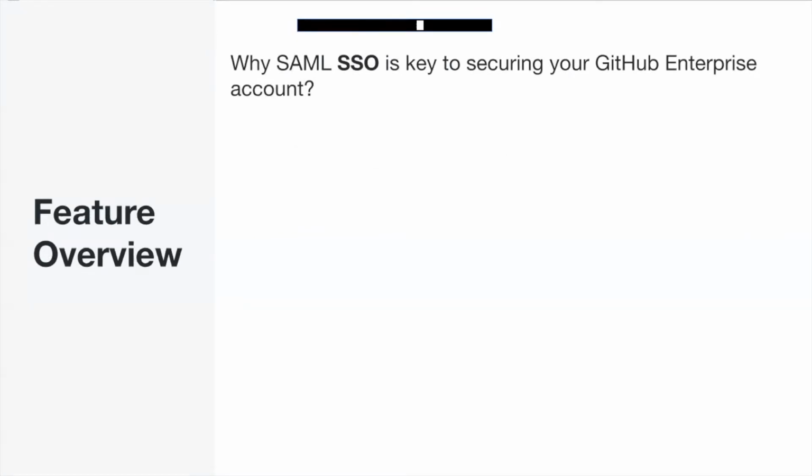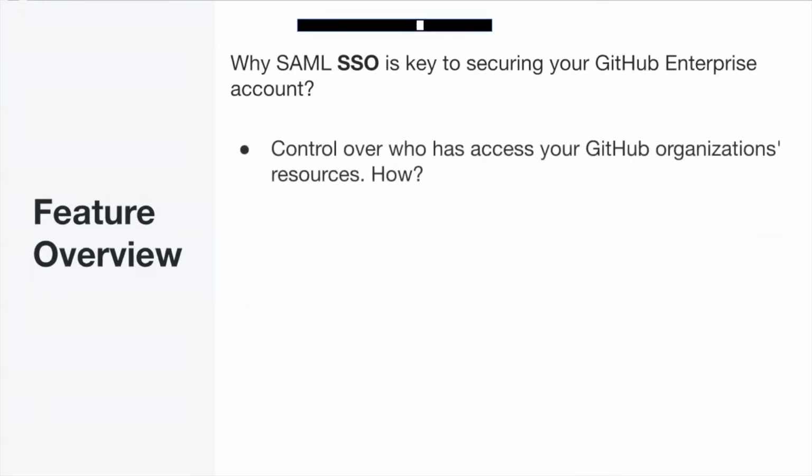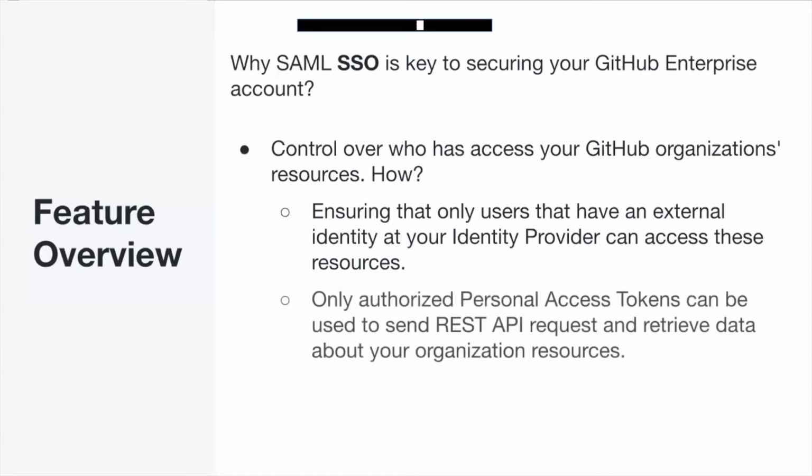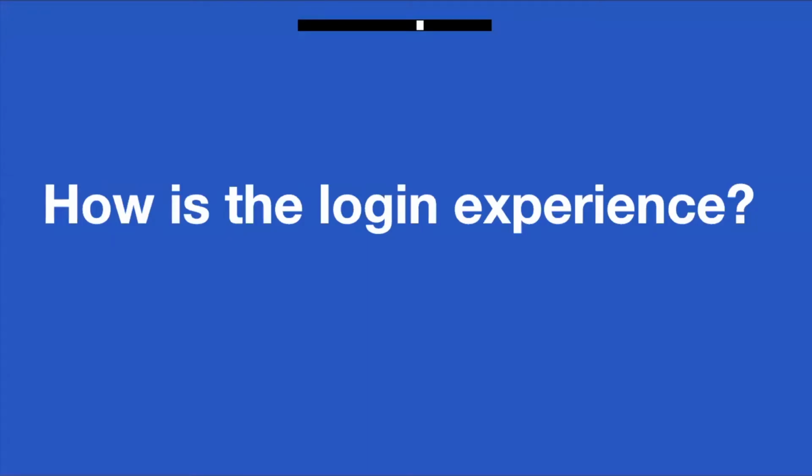So SAML SSO is key to secure a GitHub Enterprise account. Why is that? First, it gives control over who has access to GitHub organizations, by ensuring that only the users that have an external identity, which means your identity provider, can have access to resources like code, repositories, issues, and pull requests that live within your organization or enterprise account. Also, it ensures that only authorized personal access tokens can be used to send REST API requests and retrieve data, which means no unauthorized access unless these personal access tokens are authorized by a user within your organization.